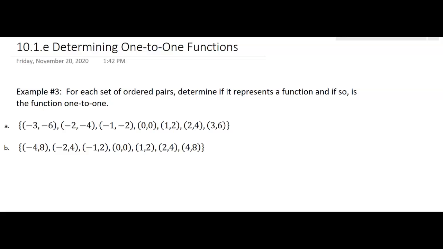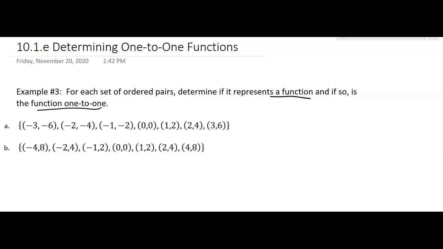Okay, so it says determining one-to-one functions. For each set of ordered pairs, determine if it represents a function. So you have to first see if it's a function, and if it is, then is it a one-to-one function? Okay, so the first one I'll just do with these ordered pairs.